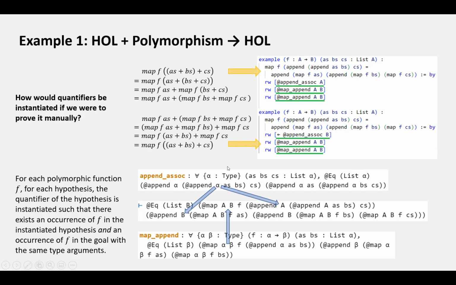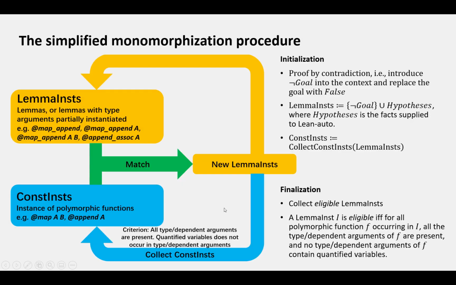So for example, this append alpha will not qualify because the type argument alpha is a quantified variable. However, this map AB will qualify because both arguments are present and do not contain quantified variables. So the initial state of const insts will be collect const insts applied to the initial state of lemma insts.